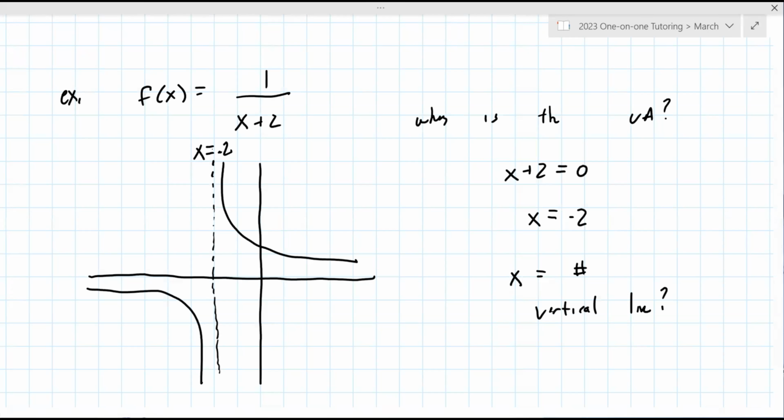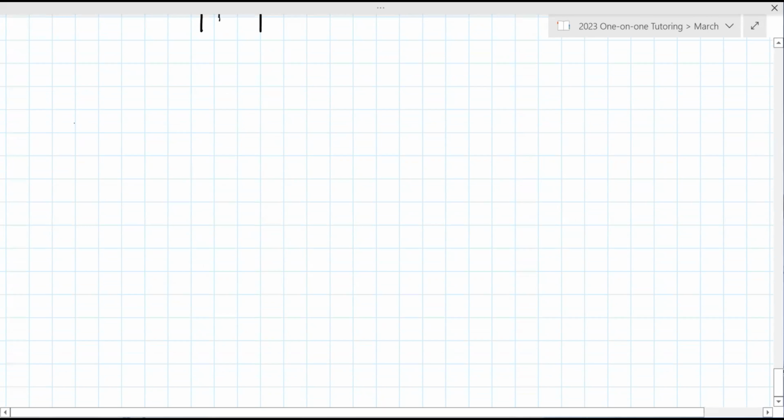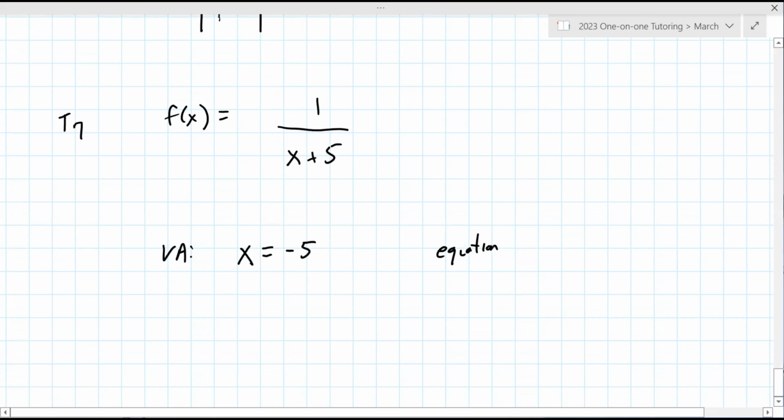Okay, so let me give you one to try here. Let's say f of x equals 1 over x plus 5. Can you tell me where the vertical asymptote is on this one, please? -5. So it's an equation. You have to say x equals -5. Yeah, they want the whole thing there. All right, good.